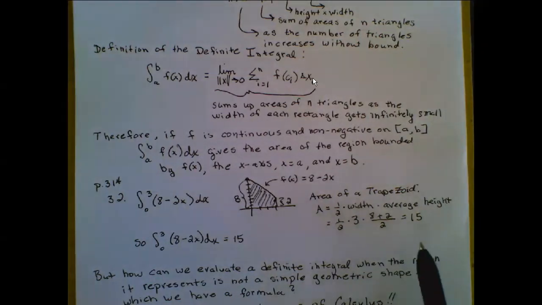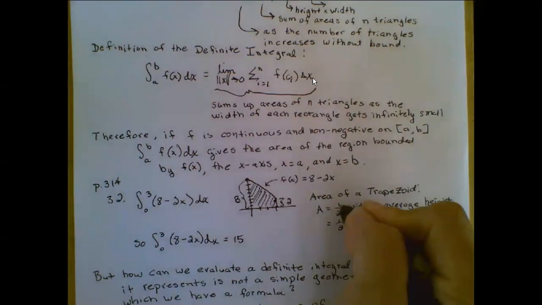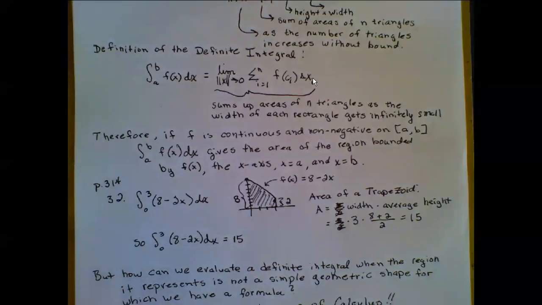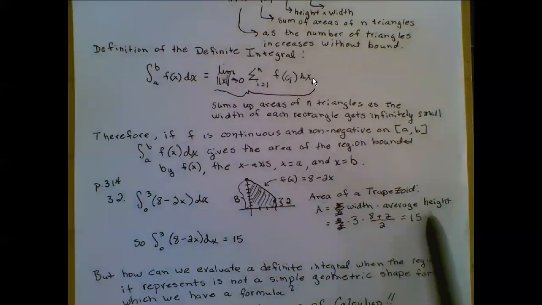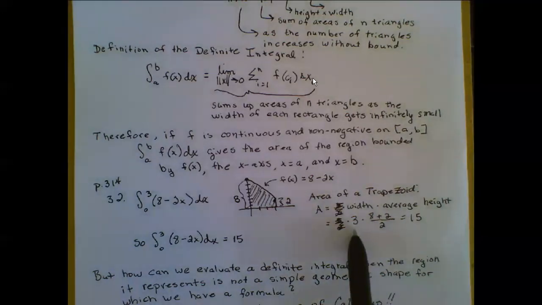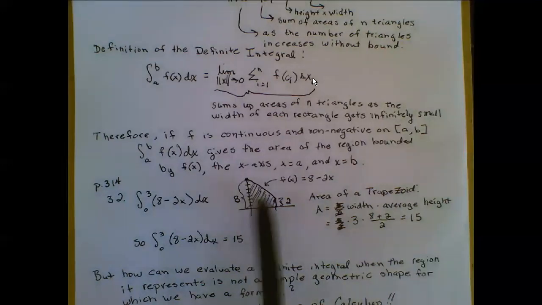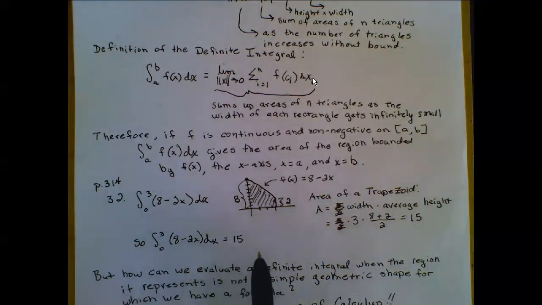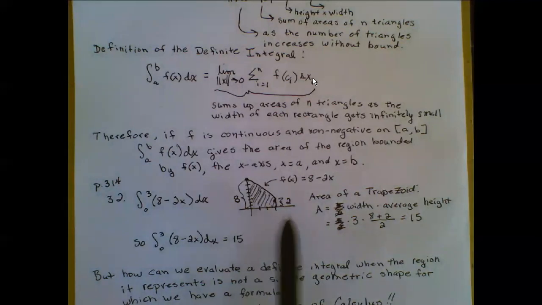Just the width times the average height. The width is 3, the average height is 5, and so we know the area is 15, and that means the definite integral is 15. But again, the only reason we could do that is because this is a shape we recognized.